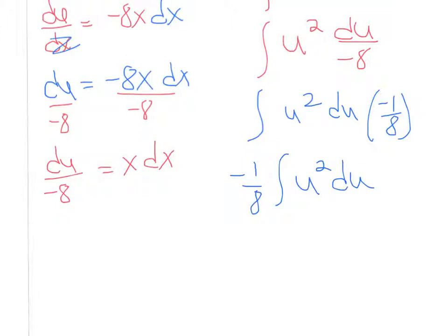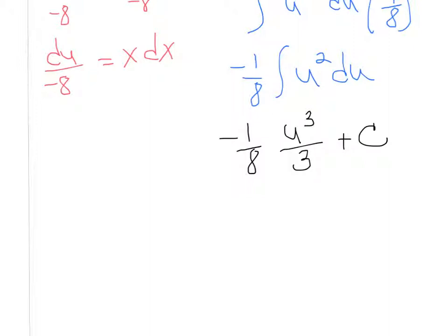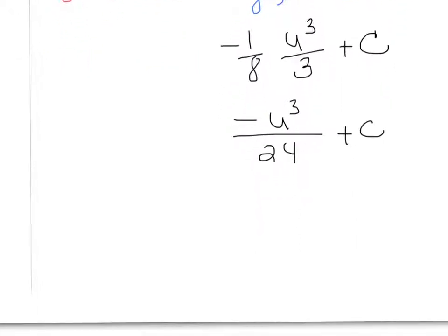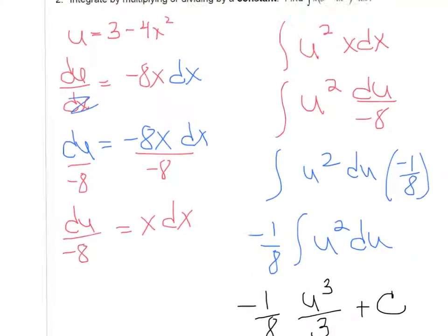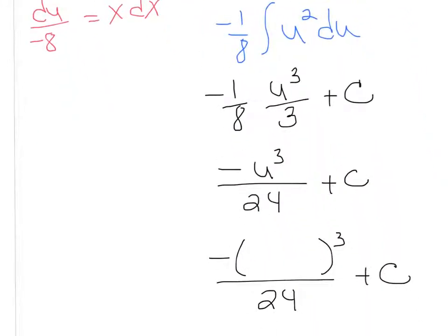Now we can do the antiderivative. And before I substitute my function back in, I'm going to multiply my denominators. And now as a last step, we can substitute back in what we said our u function was. And that's 3 minus 4x squared.